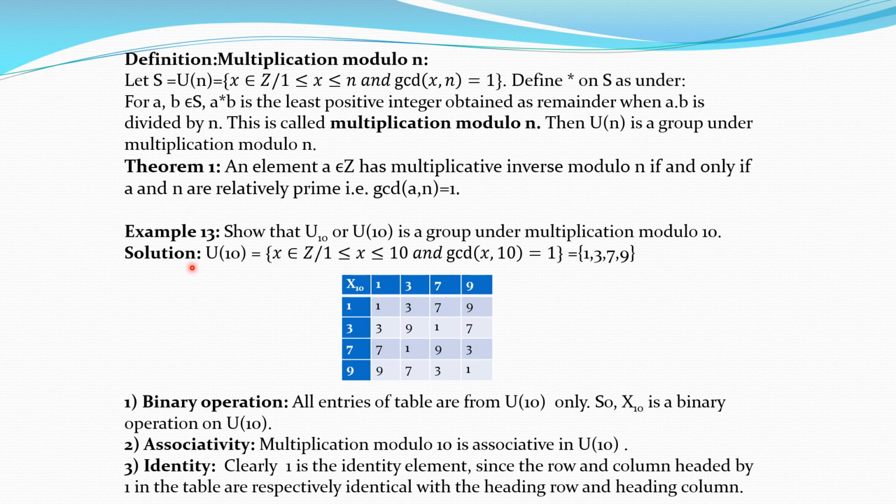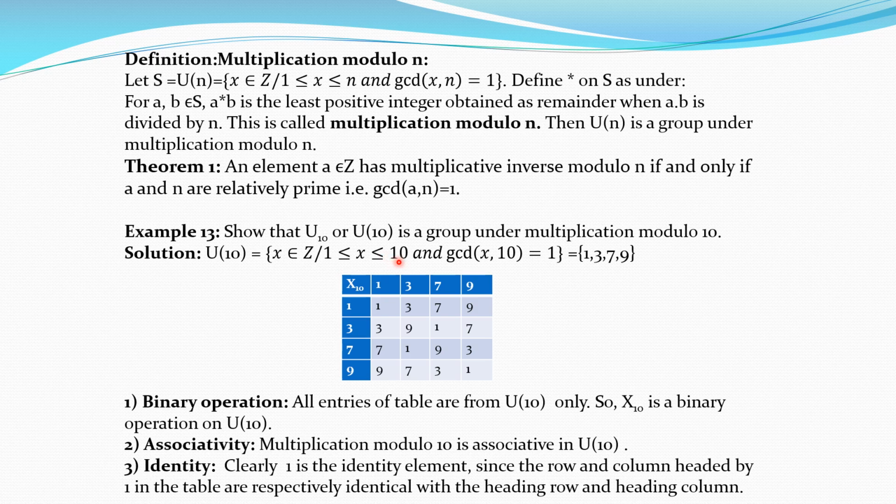Now start with 1. GCD of 1 and 10 is 1. So it contains 1. Next is 2. GCD of 2 and 10 is 2, which is not 1. So 2 is not present in U10. Next is 3. GCD of 3 and 10 is 1. So 3 is present here. Again, if you observe 4, 6, 8 and 10, all are even numbers. So the GCD with 10 is not 1 because they have 2 as a common divisor. So 4, 6, 8, 10 are not present in U10. Now 5.